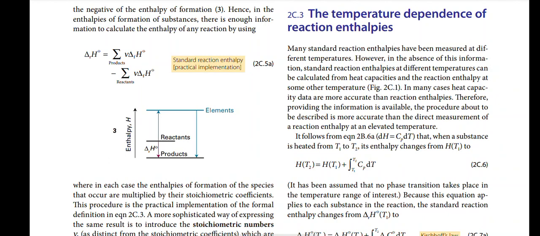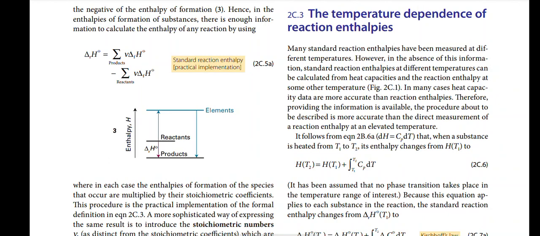It follows from equation 2B.6a, dH equals Cp dT, that when a substance is heated from T1 to T2, its enthalpy changes from H(T1) to H(T2), and H(T2) is equal to H(T1) plus the integral of Cp dT from T1 to T2. It has been assumed that no phase transition takes place in the temperature range of interest because this equation applies to each substance in the reaction.